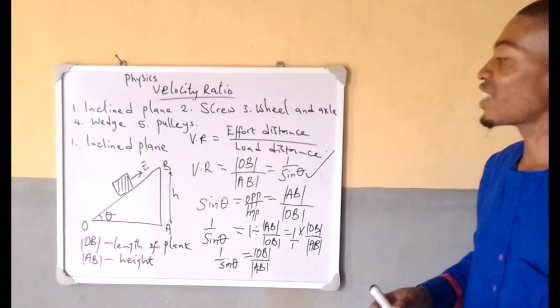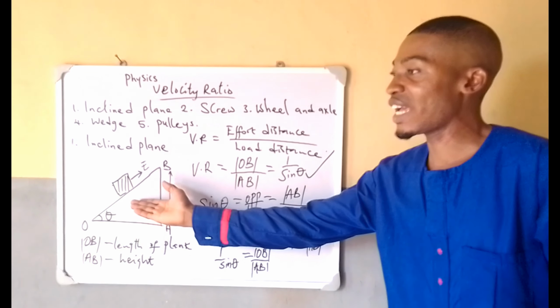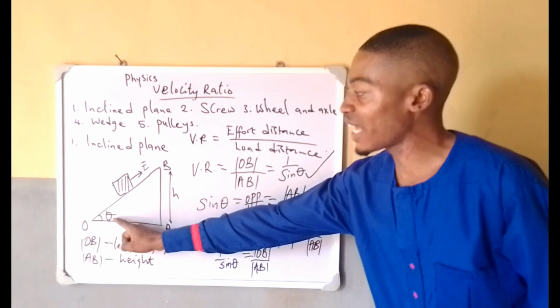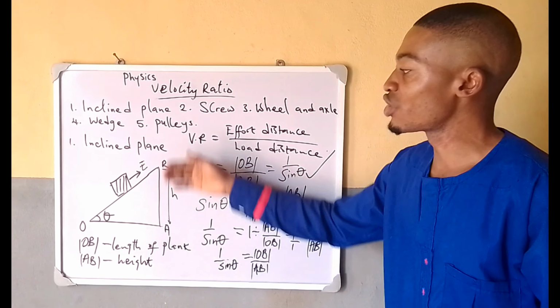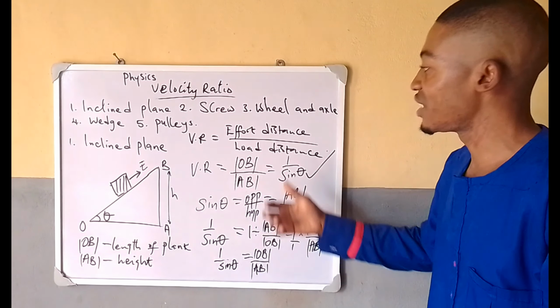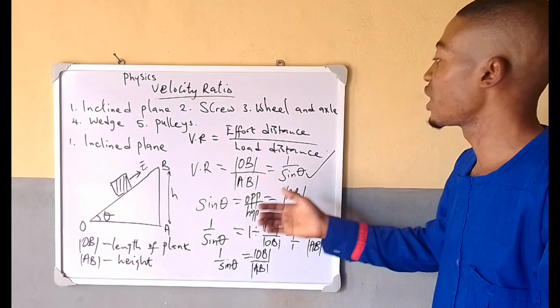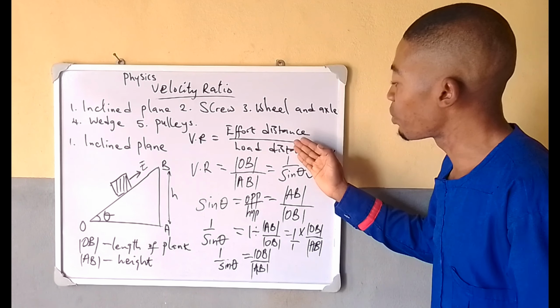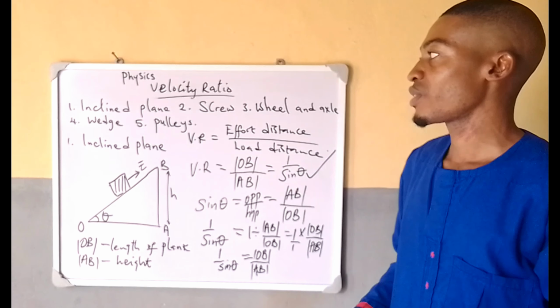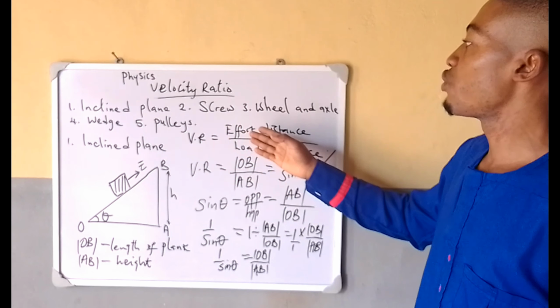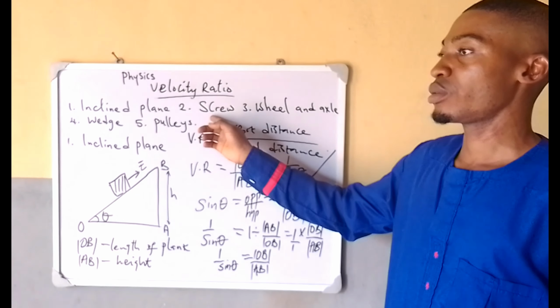So anytime you're asked to find the velocity ratio of an inclined plane and the angle of inclination is given, you do not need any other parameter to calculate the velocity ratio. What you just need to do is to take the reciprocal of sine of the angle that is given. So next, we'll move over to the screw.